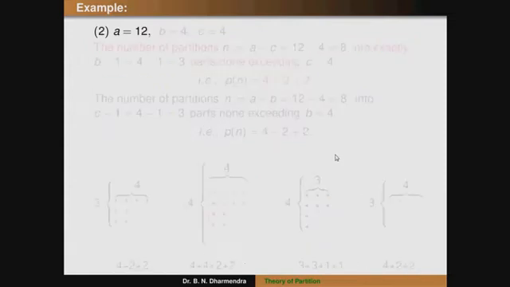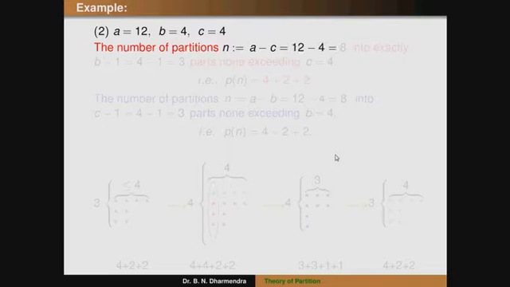Suppose I fix a equal to 12, b equal to 4 and c equal to 4. I have to take the first statement: the number of partitions, where n is equal to a minus c, that is 12 minus 4, that is 8. So n is equal to 8. We have to find the number of partitions of 8, p of n, into exactly b minus 1 parts. Here b minus 1 means 4 minus 1, that is 3 parts, only 3 parts, none exceeding c. C is 4.